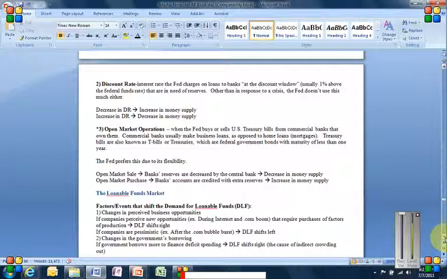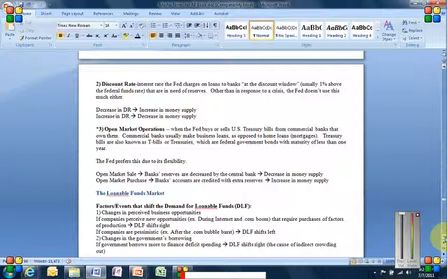Now, the Fed prefers this option due to its flexibility. So remember this: an open market sale of bonds leads to banks' reserves being decreased by the central bank, which leads to a decrease in the money supply. If there's an open market purchase of bonds, if the Fed, the central bank, goes to commercial banks and says, I want to buy some of the bonds that you have as part of your asset base, that leads to the banks' accounts being credited with extra reserves. They get that from the central bank in exchange for this purchase, and that leads to an increase in the money supply.